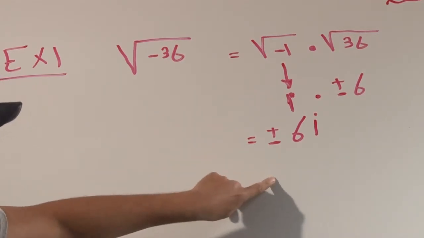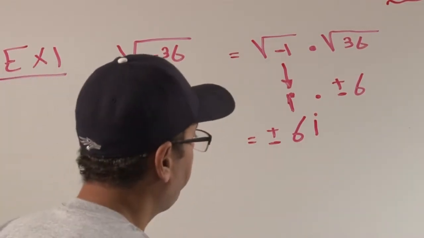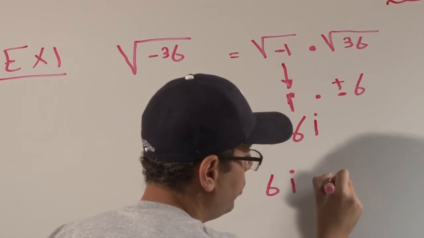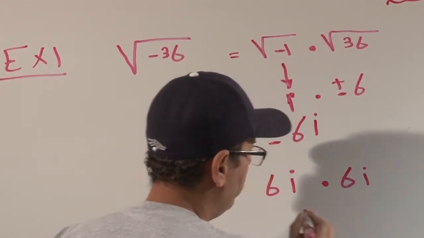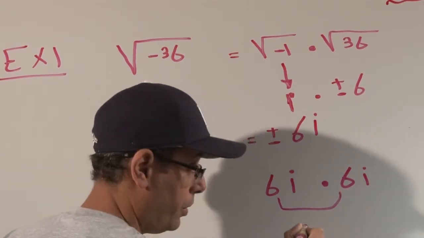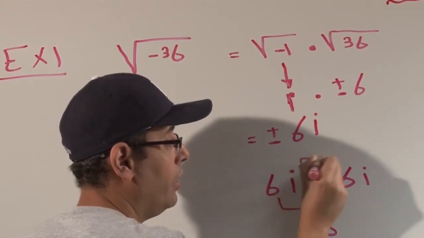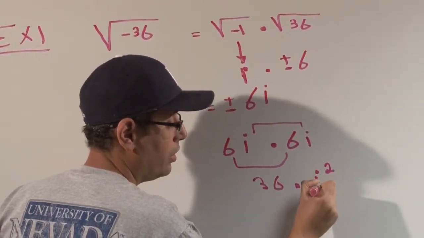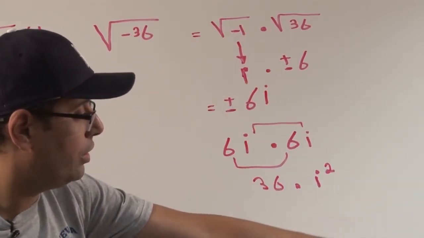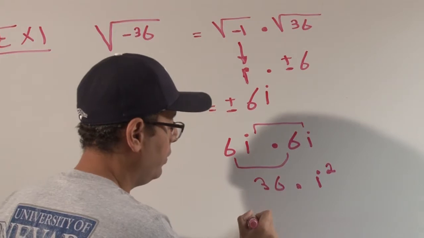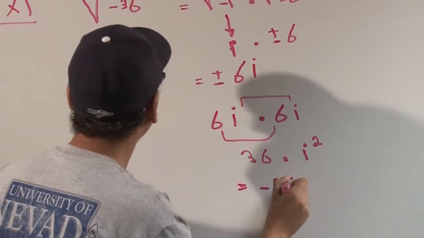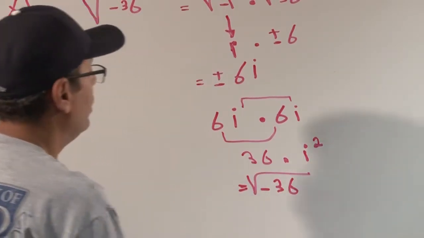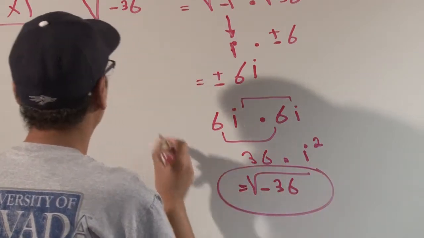How about going backward to make sure that my answer is correct? 6i times 6i. 6 times 6 is what? 36. And i times i is i squared. What is i squared here? It is negative 1. So that's going to be negative 36. And if I take it under the square root, it's going to be negative 36. So this is the same as that.